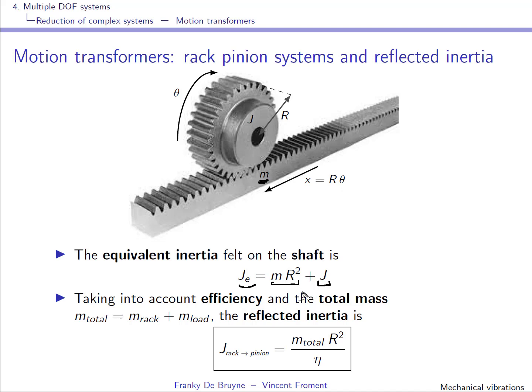Okay, what we haven't done so far is take into account the efficiency. And of course often this rack is connected to some mass, which is the load. So we're considering here the total mass, rack mass but also mass of the load, and we arrive at a formula of the reflected inertia felt on the shaft. Okay, and the main difference is that we have now divided by the efficiency of this rack pinion system.